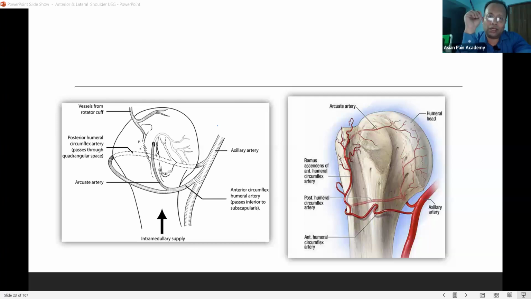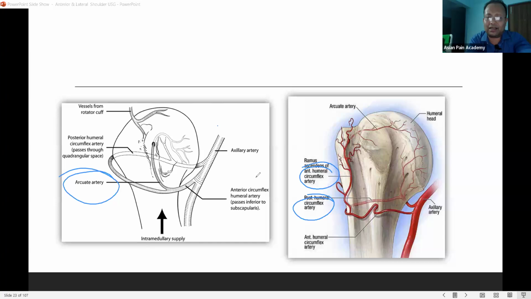Because if we know these arteries, then only we can see them, and in those cases we will not puncture those areas. Otherwise, when doing some intervention, you puncture the artery and you will end up with some complication. So one artery is, in some books it is called the arcuate artery, in some books the circumflex artery, but anyway it is the circumflex artery or its branch, nothing else.